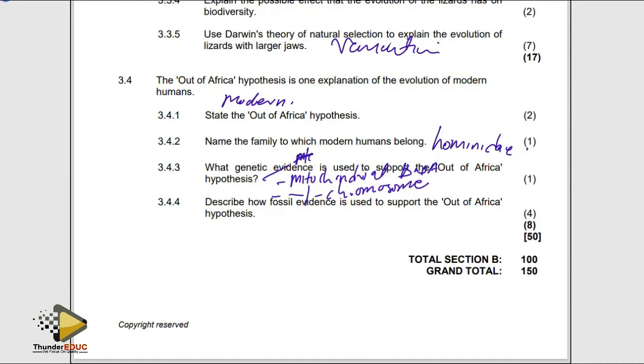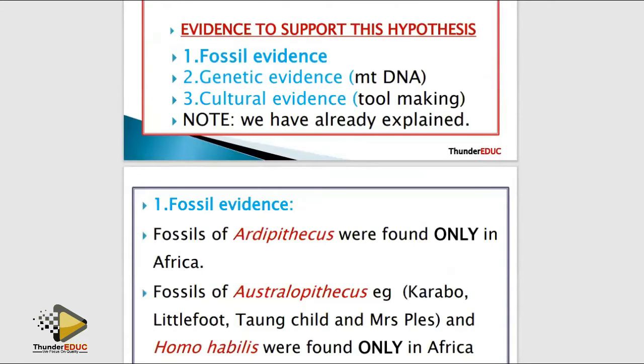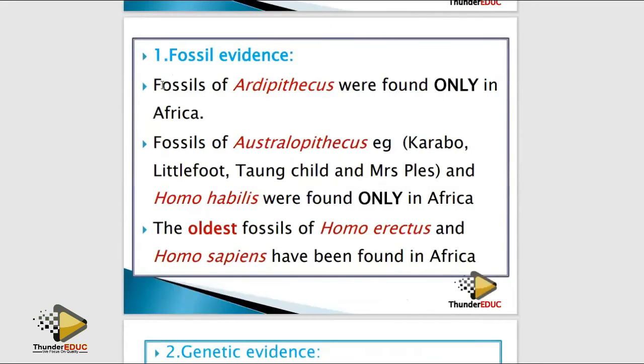Let me show you what I'm trying to say. Evidence to support the out of Africa hypothesis. There are three: the mitochondrial DNA, the cultural evidence, and the fossil evidence. Fossils of Ardipithecus were only found in Africa. Fossils of Australopithecus, for example Karabo, Little Foot, Taung Child, Mrs. Ples, were all found in Africa. Homo habilis were only found in Africa. The oldest fossils of Homo erectus and Homo sapiens were discovered in Africa. This shows that modern humans originated from Africa and migrated to the rest of the world.